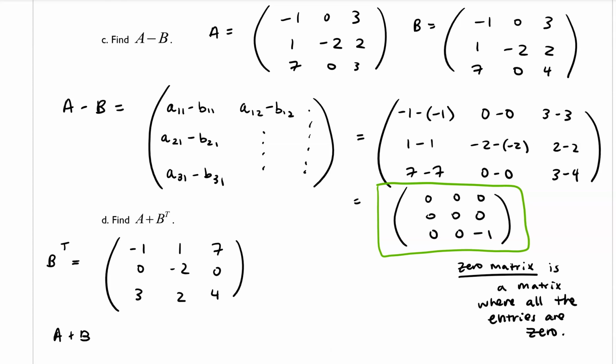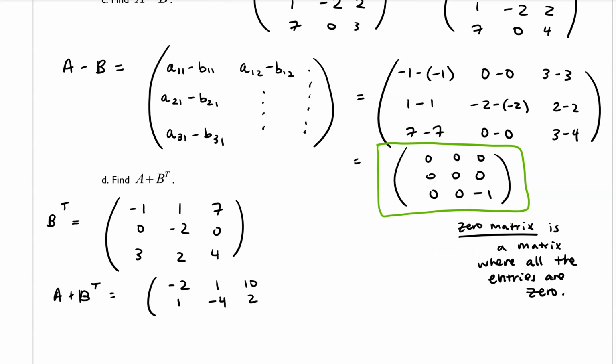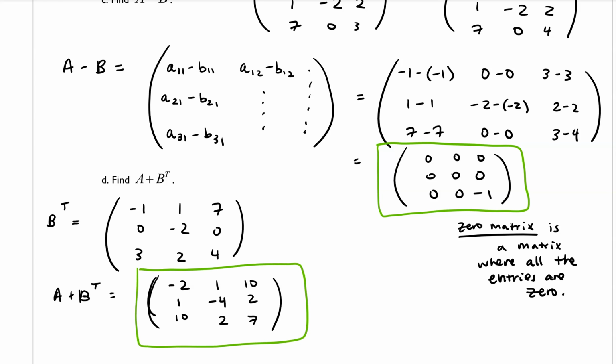So A plus B transpose is going to equal, let's see, so -1 plus -1 is -2, 1 plus 0 is 1, 7 plus 3 is 10, 0 plus 1 is 1, -2 plus -2 is -4, 0 plus 2 is 2, 7 plus 3 is 10, 2 plus 0 is 2, and 4 plus 3 is 7. Okay, so this is our final answer. So that is the matrix A plus B transpose.